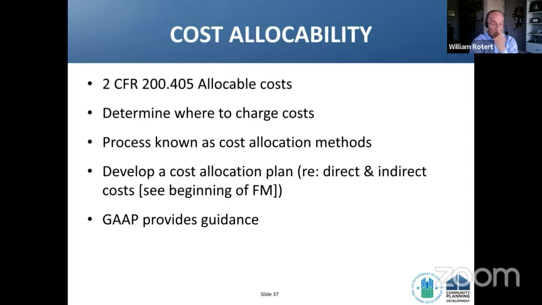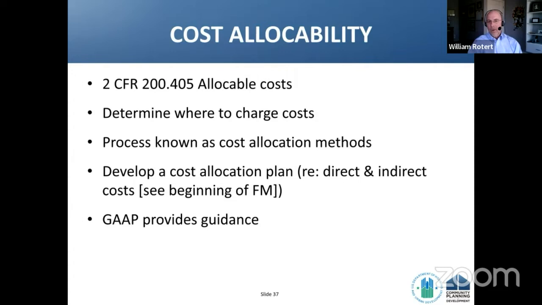So now let's talk about cost allocability. 2 CFR 200-405 is a section of those OMB requirements that talks about what's called allocable costs. And this basically means determining where to charge costs. Some costs could be charged to multiple sources. This is important, so make sure that the cost you're charging to CDBG is charged appropriately.